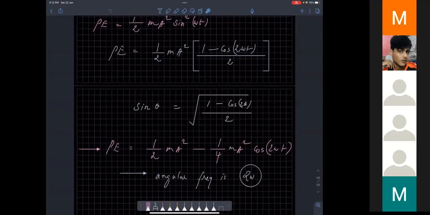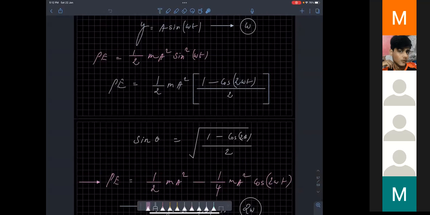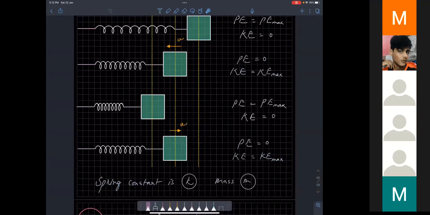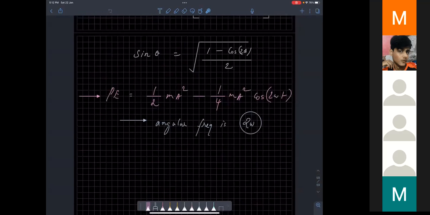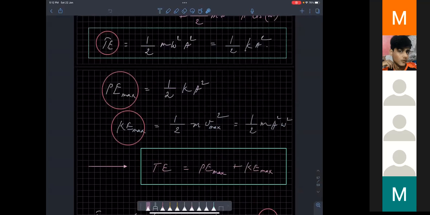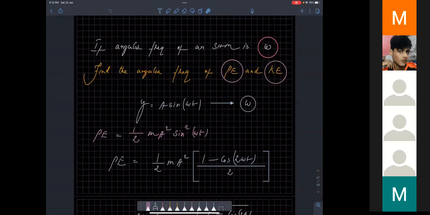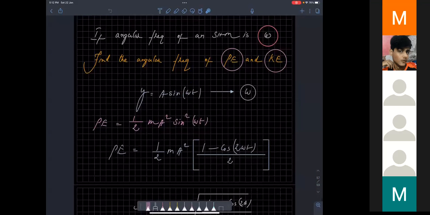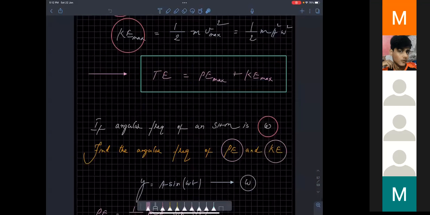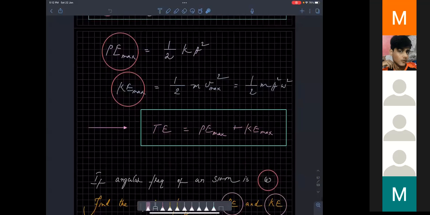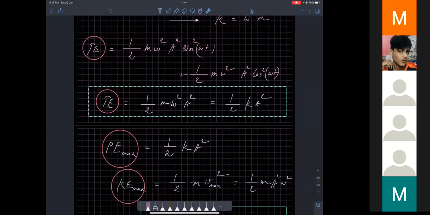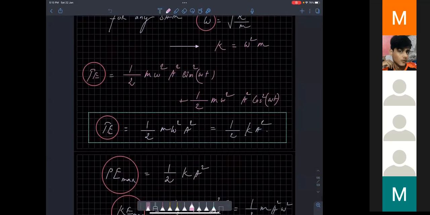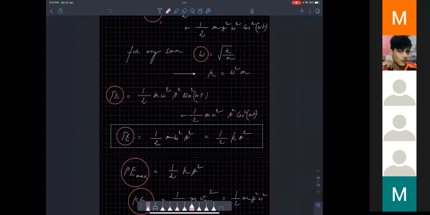And what about potential energy plus kinetic energy? It is constant. It is independent of time. Where did I write that? Here. Potential energy plus kinetic energy is independent of time. Clear? So here, a very important statement I have to write: total energy is independent of time.